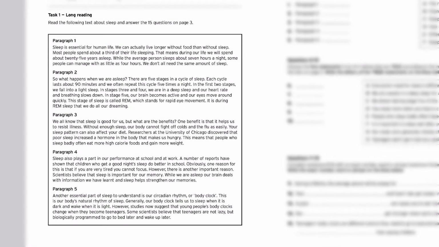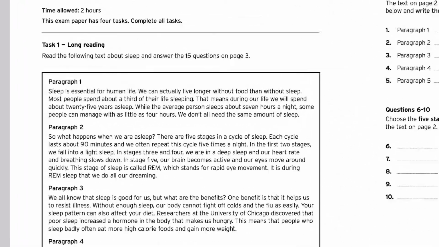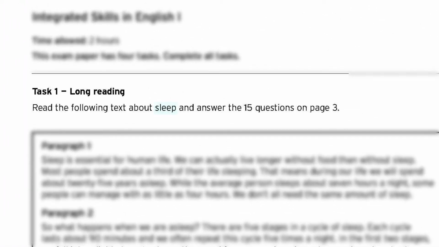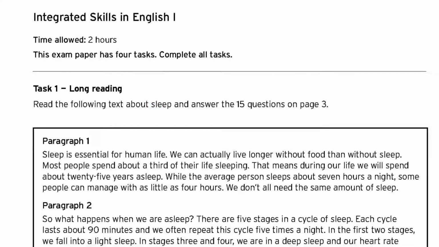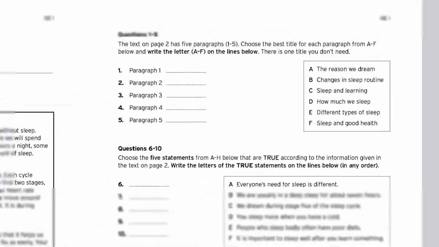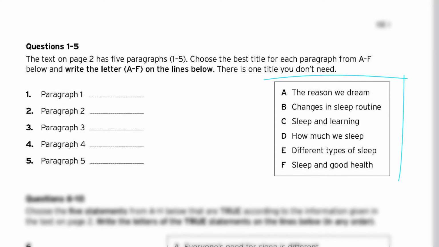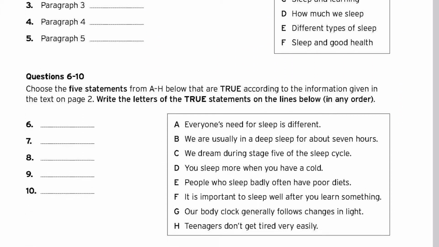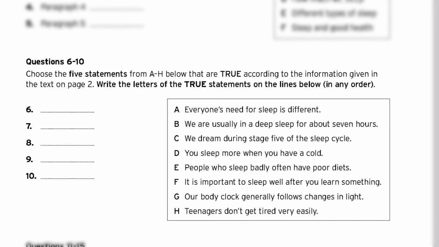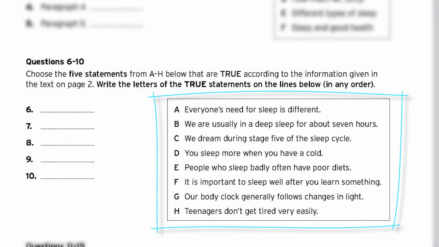This text is on the subject of health and fitness. It's about sleep. There are 15 questions in task 1. For questions 1 to 5, you choose the right title for each paragraph in the text. For questions 6 to 10, you choose 5 true statements from this list. 3 are false. You need to find the true ones.